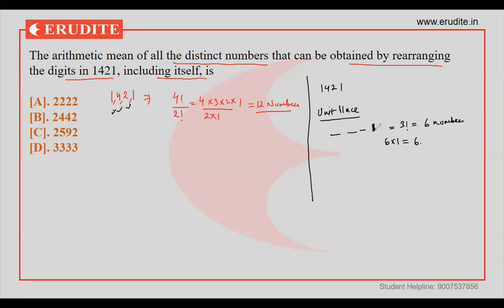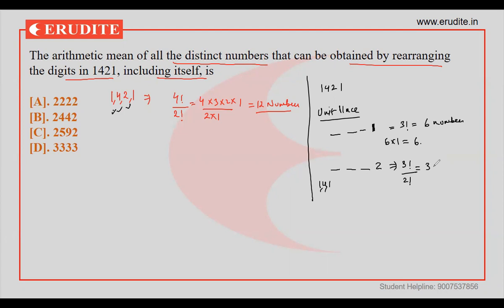This is the case when I'm fixing the last place as a 1. Now, if I'm fixing the last place with the 2, then the digits remaining in hand are 1, 4, and 1. These digits have to be placed in these 3 places, so they can be arranged in 3 factorial ways. And 1 is repeating 2 times, so divide by 2 factorial.